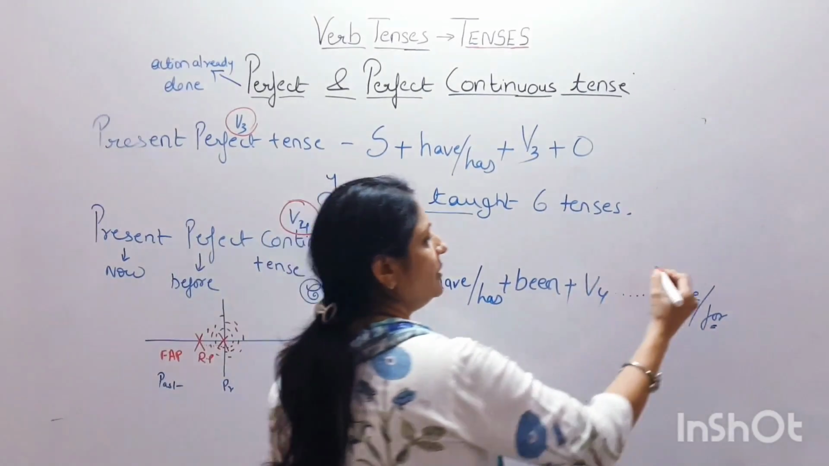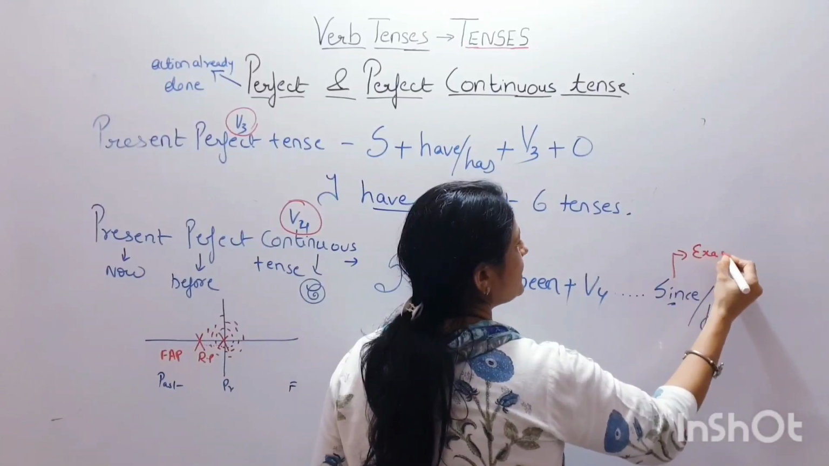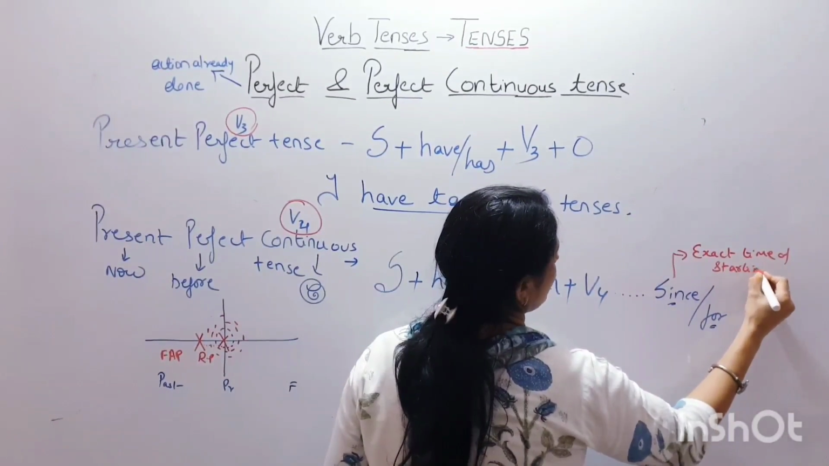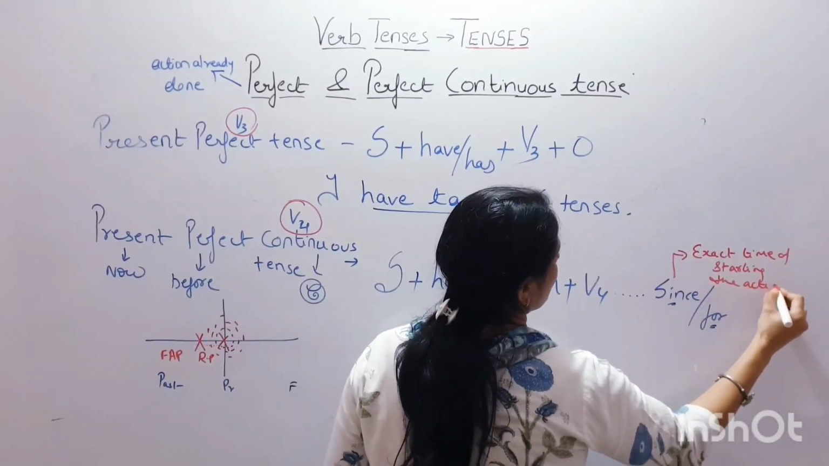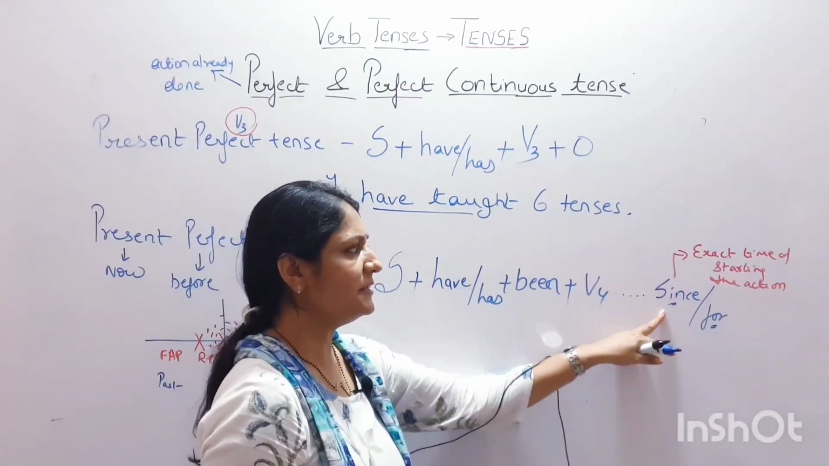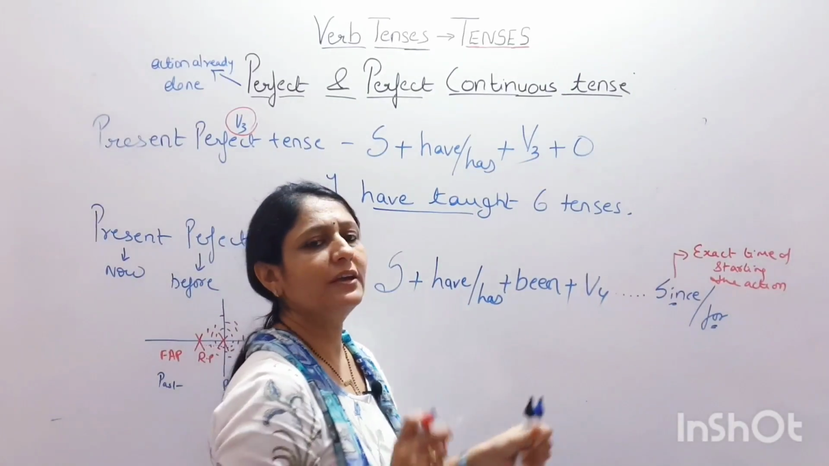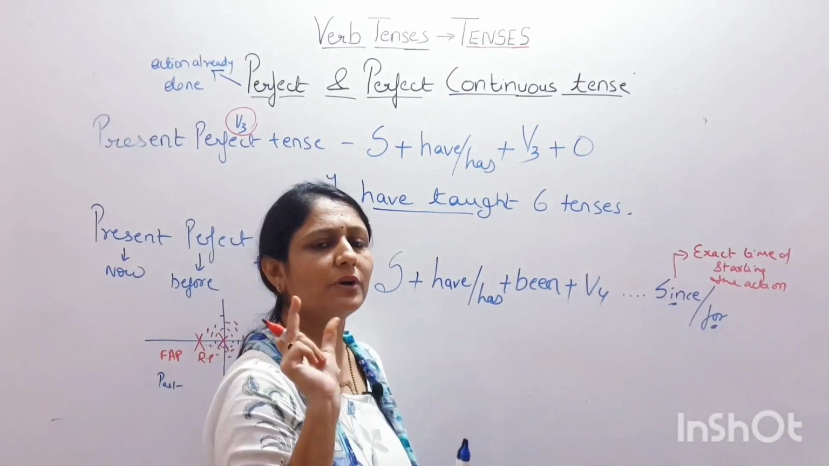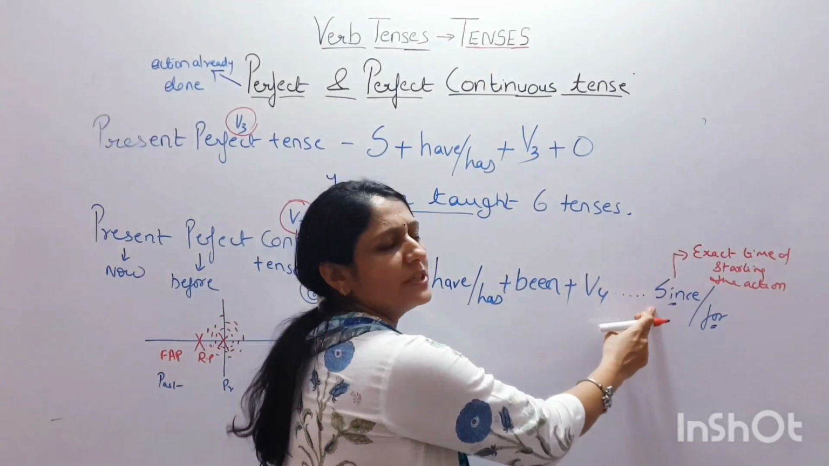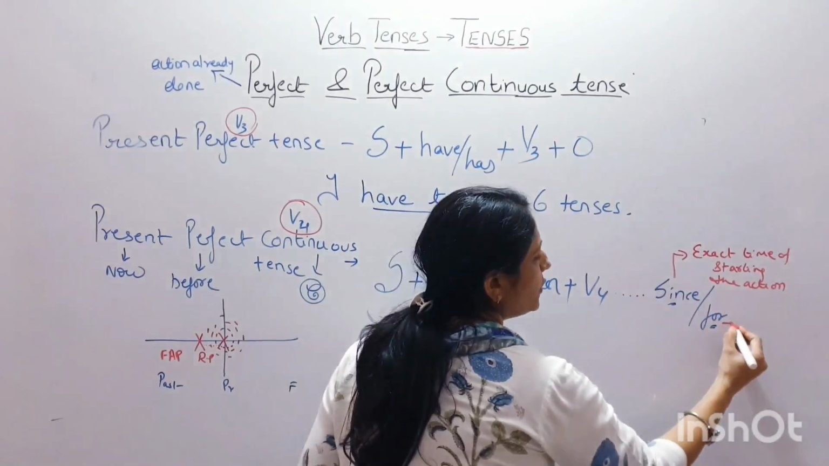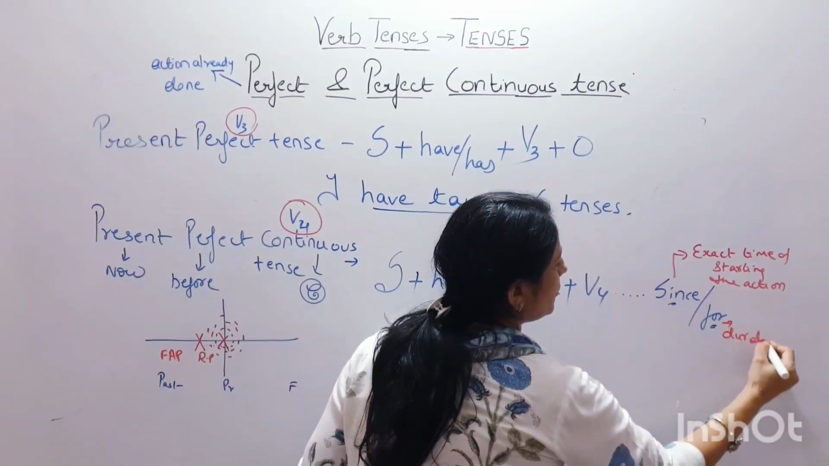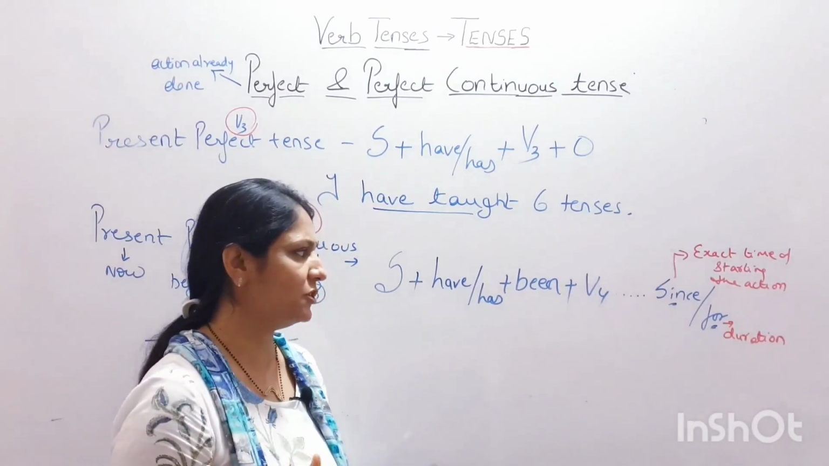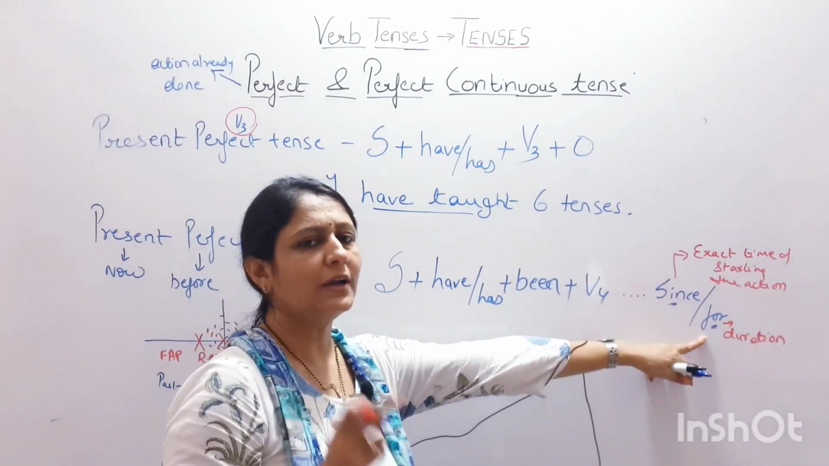When we mention the exact time of starting the action, we use since. Since is used when we are mentioning the exact time, exact year, exact month, or when we use the word last with the sentence. And we use for to express any duration. When there is no specified starting point of the action, we use the word for in the sentence.